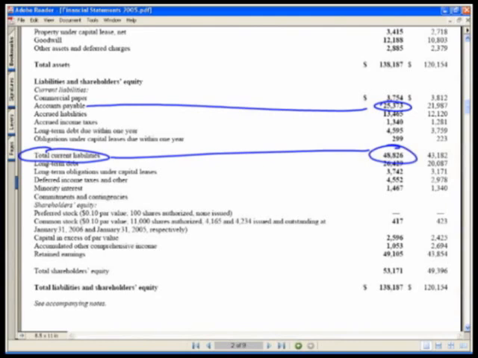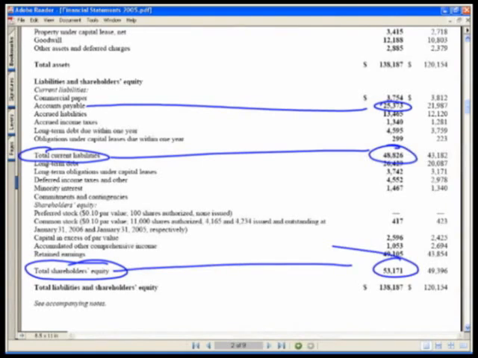48,826. So let's go ahead and input those two numbers. And why don't we go ahead and quickly grab total shareholders' equity as well. We'll come back to debt in a second. That requires a slightly longer explanation. So total shareholders' equity, 53,171. Let's go ahead and grab those numbers.